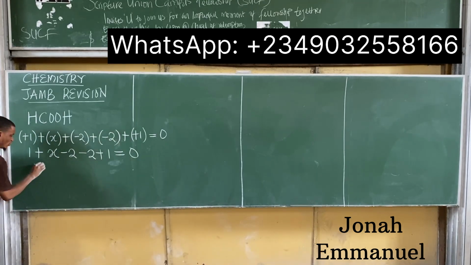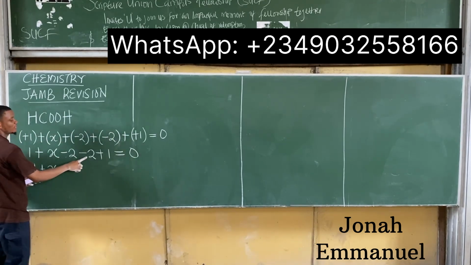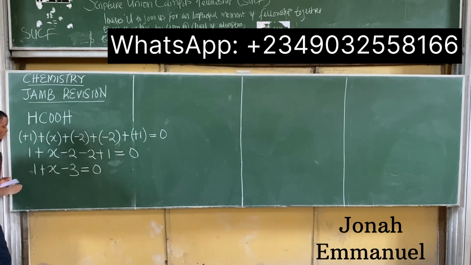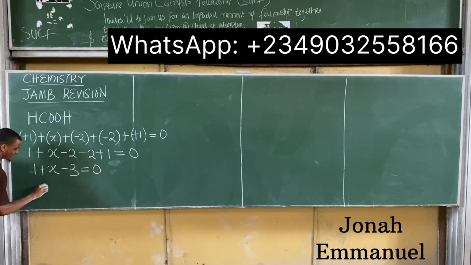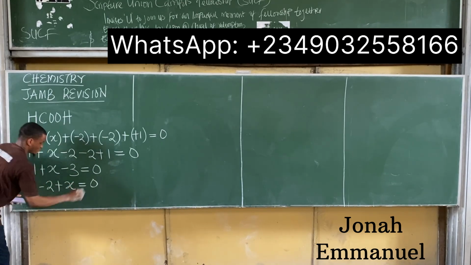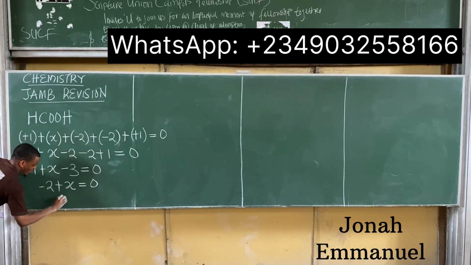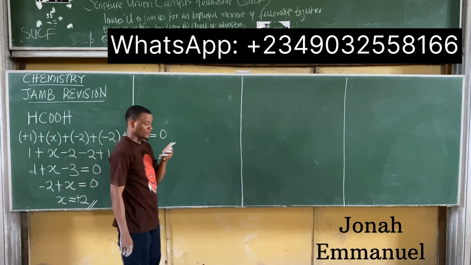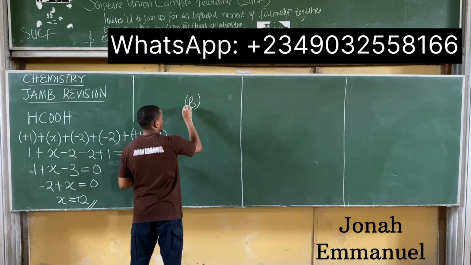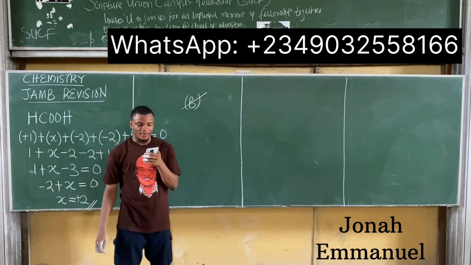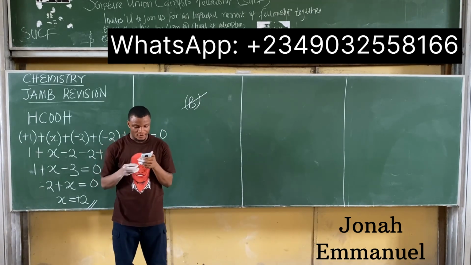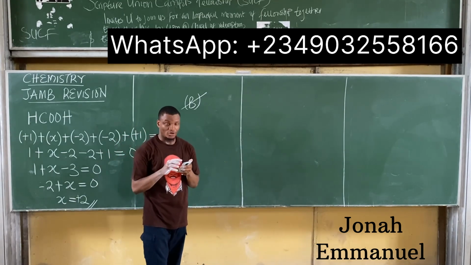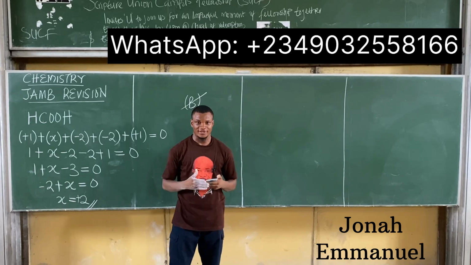All right, so I have 1 plus x. -2 is -4. -4 plus 1 is -3 equal to 0. So I'm having 1 minus 3, that's -2 plus x equal to 0. Move this over here, you have that x is equal to +2. So the answer here is +2, which is option B. So option B is your correct answer, +2. Okay, so having said that, let's try 2 more questions and then we're done with this revision.